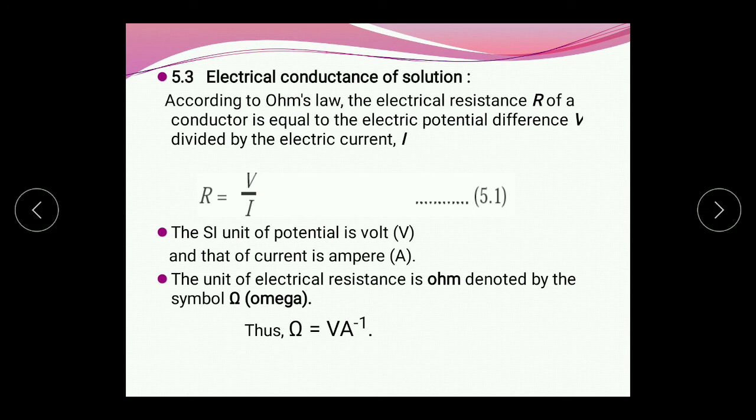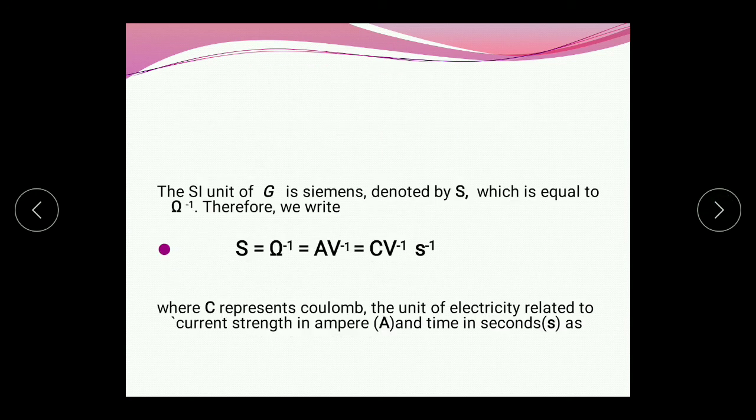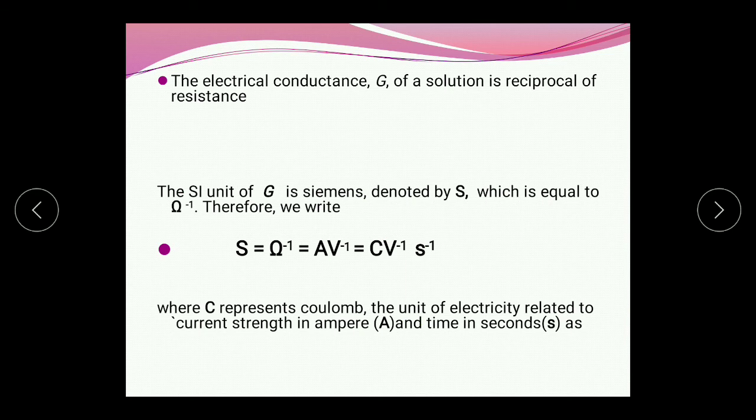We want to know about conductance. Then what does conductance mean? The electrical conductance G of a solution is the reciprocal of resistance. That means G is equal to 1 upon R.